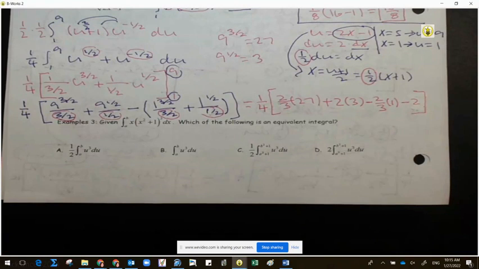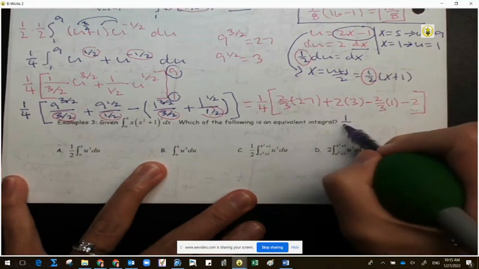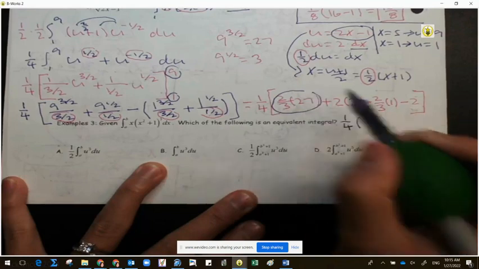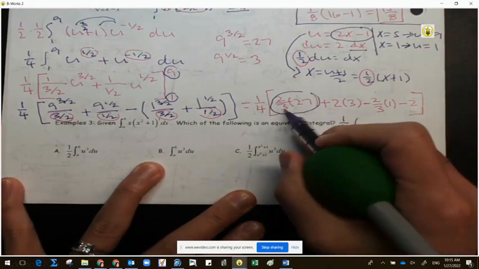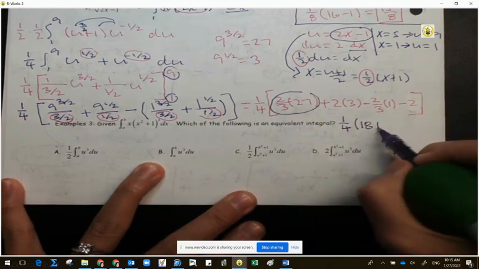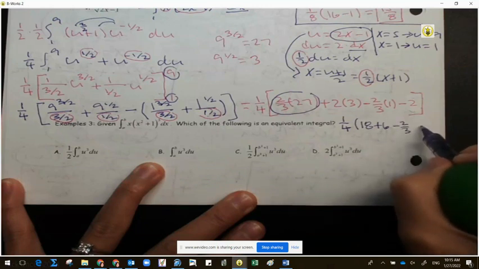So let's further simplify and see if we can get to one single value. So let's leave the 1/4 as it is. Inside the parentheses, what would this give me? 18? Because 27 divided by 3 times 2, it's going to give me 18. Plus 6, and then minus 2/3, and then minus 2.